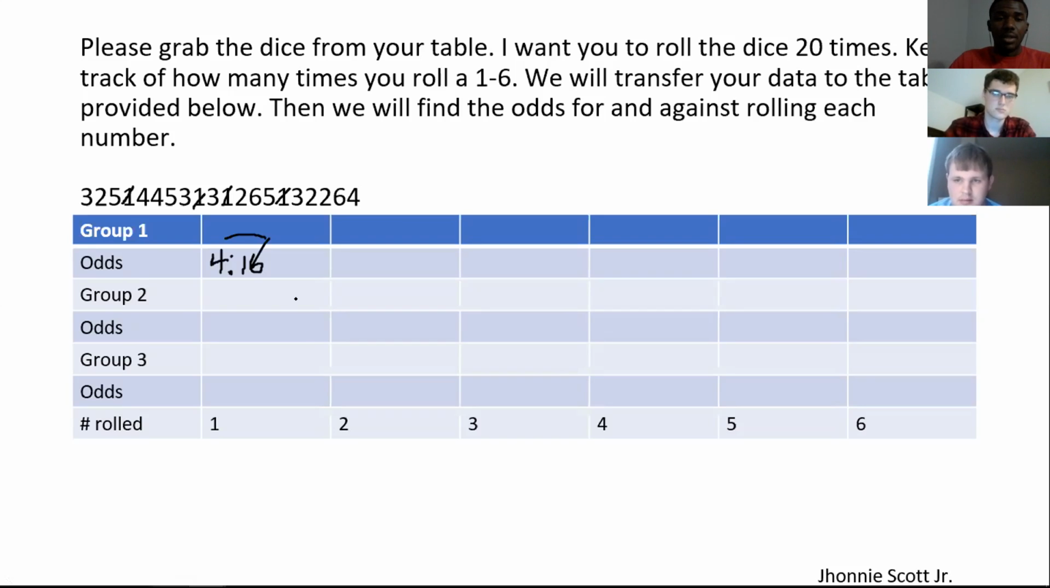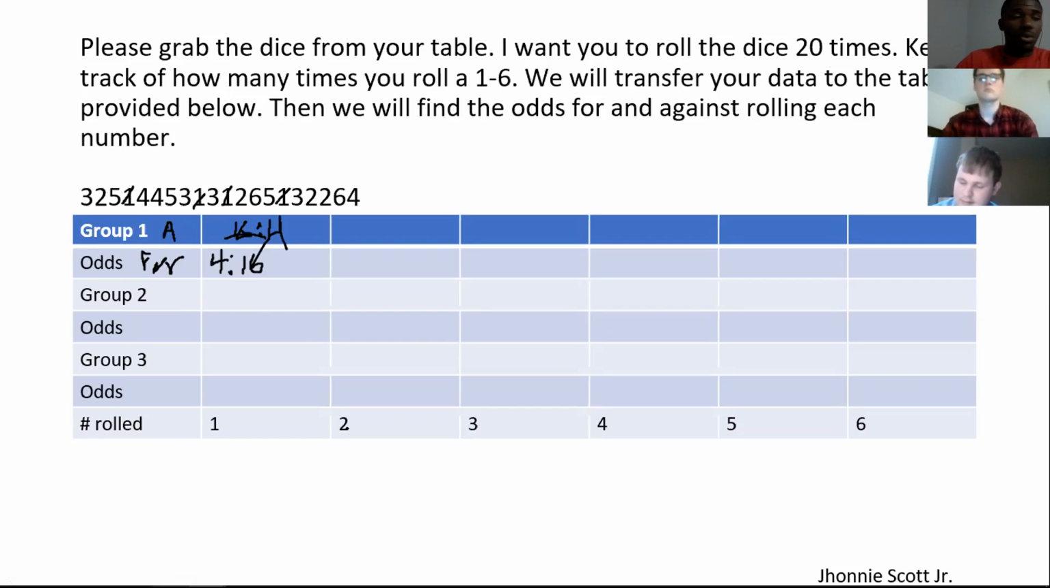Now, the odds against. I'm just going to use the A for against, okay? For against, we would simply flip it, and then you would have 16 to 4. 16 to 4 odds of not getting a 1.